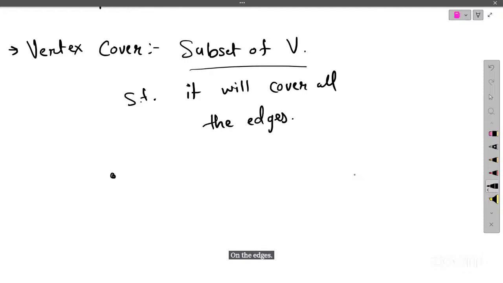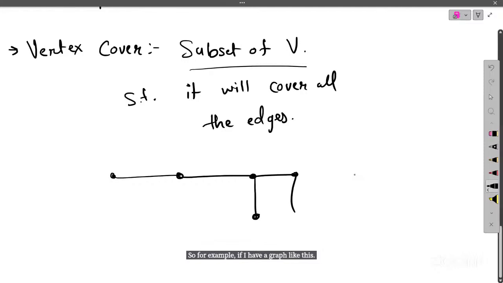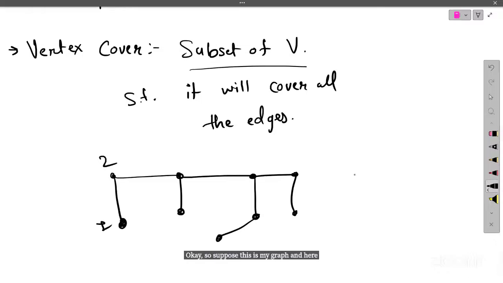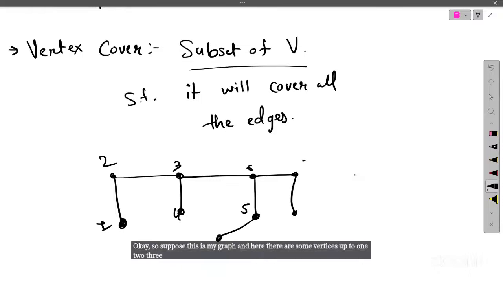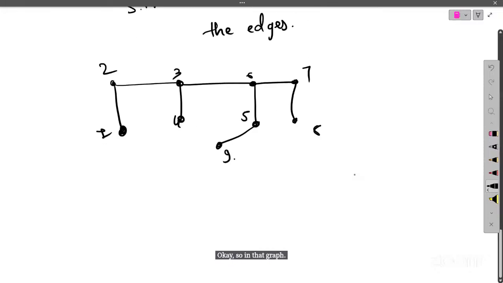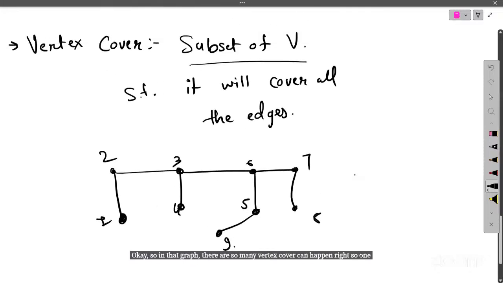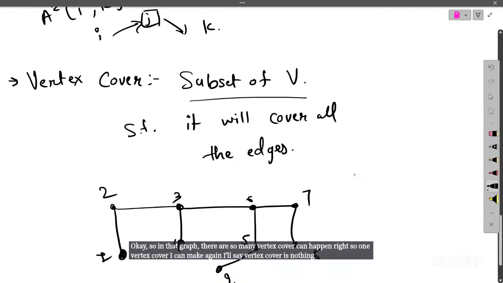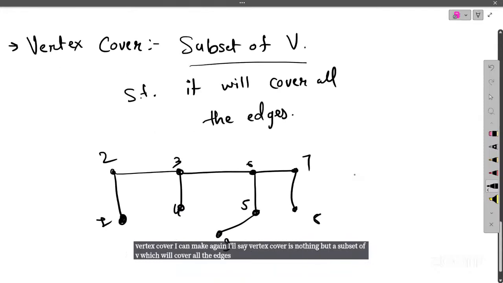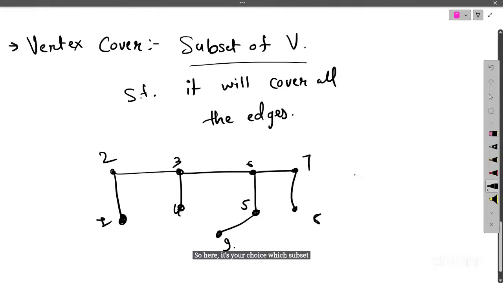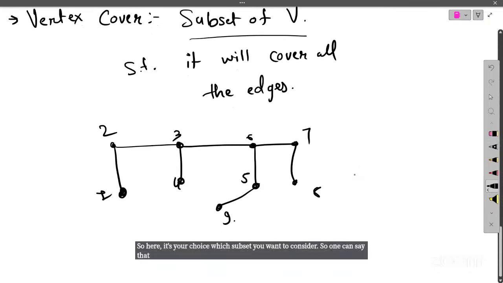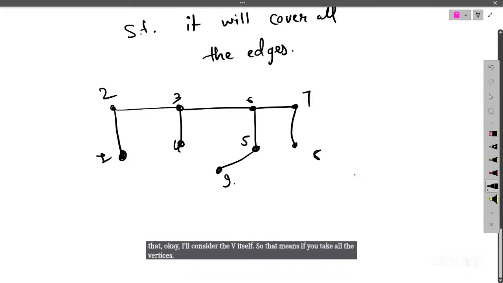So for example, suppose this is my graph, and here there are some vertices 1, 2, 3, 4, 5, 6, 7, 8, 9. In that graph, there are many vertex covers possible, right? Again, a vertex cover is nothing but a subset of V which will cover all the edges. Here it's your choice which subset you want to consider. One can say, I'll consider V itself. If you take all the vertices, that will also form a vertex cover.